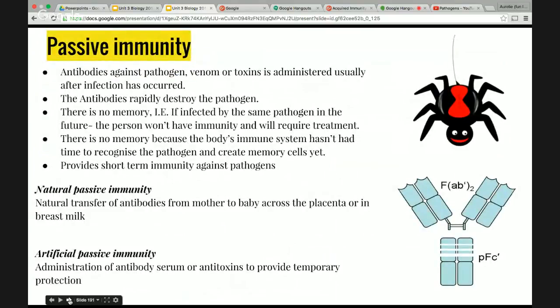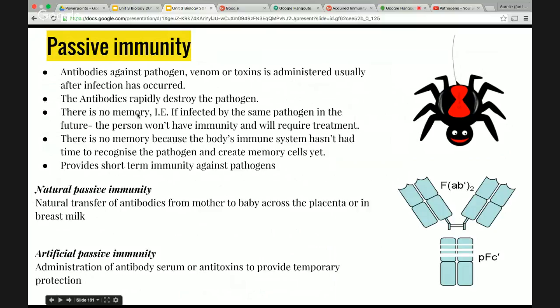Passive immunity. Again, that's basically what I've just mentioned before. You are given antibodies against the pathogen. Venom or toxin is administered usually after infection has occurred. So for example, if you get bitten by a redback spider and you go to hospital, what they are going to give you is antibodies or anti-venom. They are going to give it to you and that's going to destroy the pathogen.